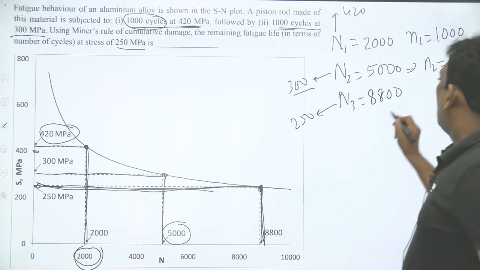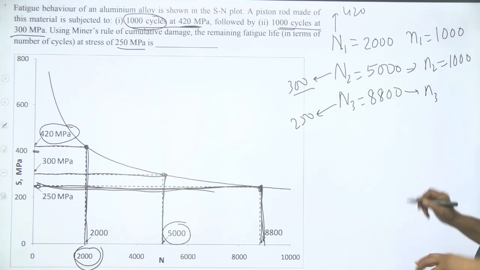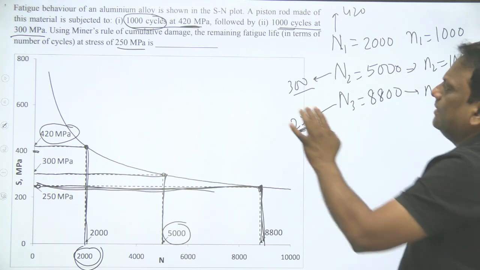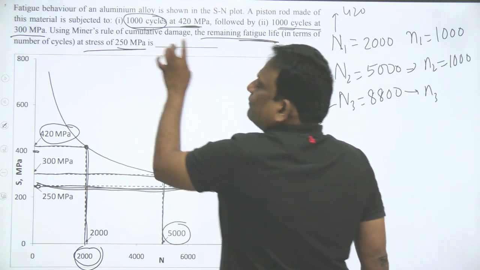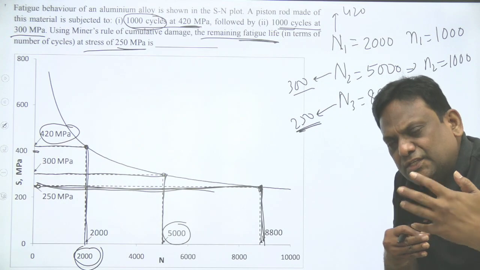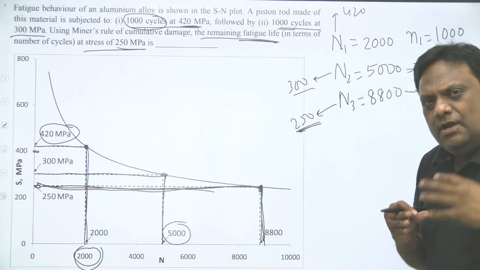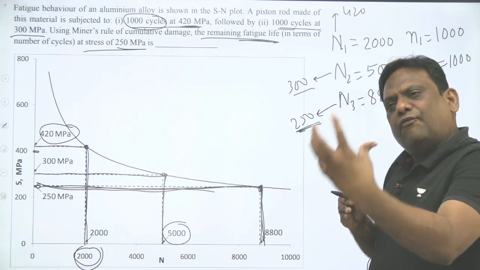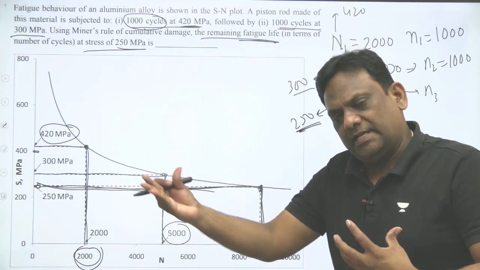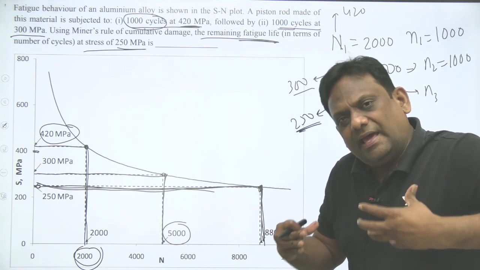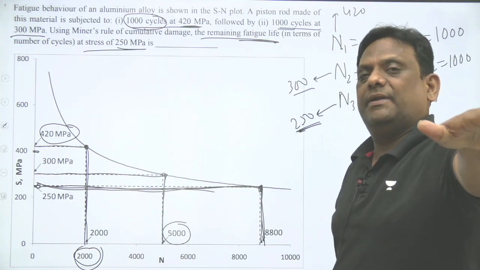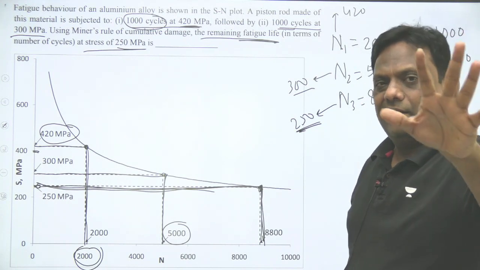And he is asking, how many cycles will it execute under a load of 250 before failure? Look at the remaining fatigue life at a stress of 250. My member is subjected to different stresses during its life. First, it is subjected to 420 and under 420, it is running for 1000 cycles. Next, 300 megapascal and it is running for 1000 cycles. And the remaining life at 250 megapascal, it is running. And he is asking, before it fails completely, for how many cycles it is running under 250 megapascal.